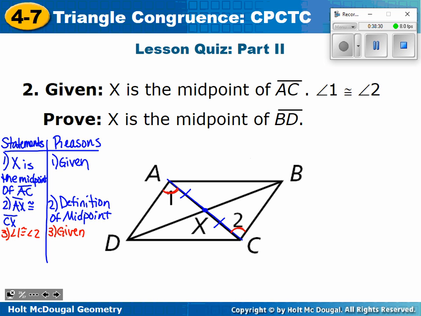So let's see what our whole goal is here. We're trying to prove what? Okay, we're trying to prove X is the midpoint of BD. So if X is the midpoint of BD, what do we want to get there? Or what should be true in order to say it's the midpoint?